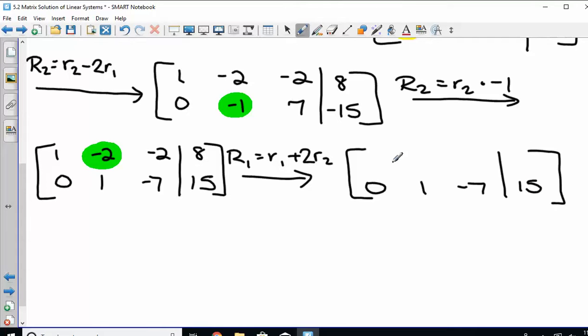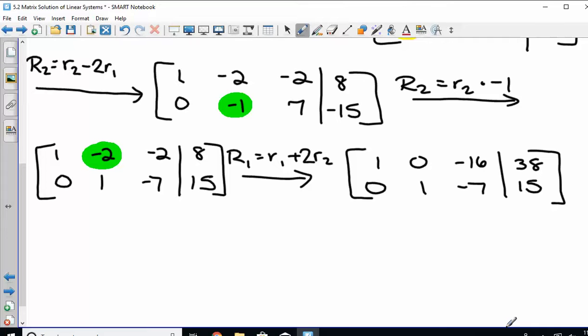One plus 2 times 0 is 1. Negative 2 plus 2 is 0. Negative 2 plus negative 14 is negative 16. 8 plus 30 is 38. Does everybody understand how I'm getting my numbers? All right.